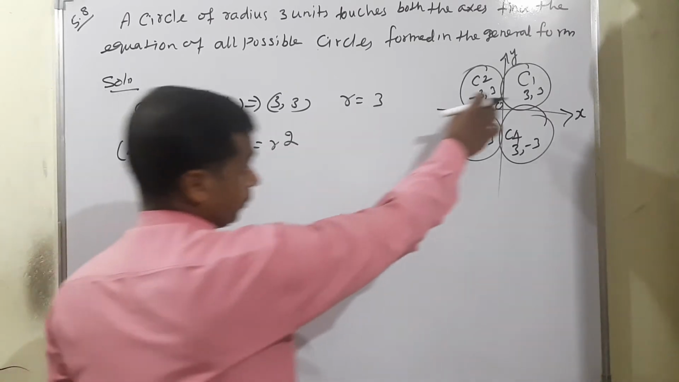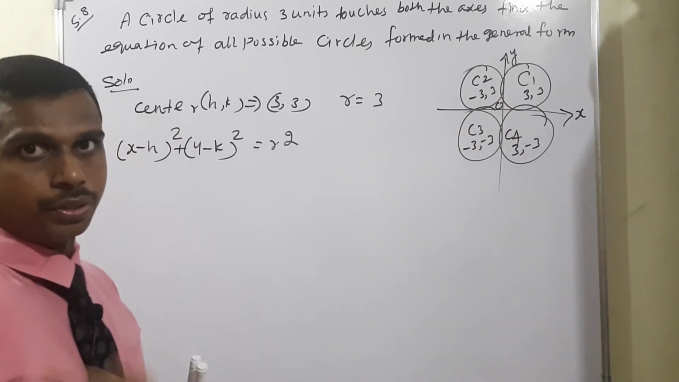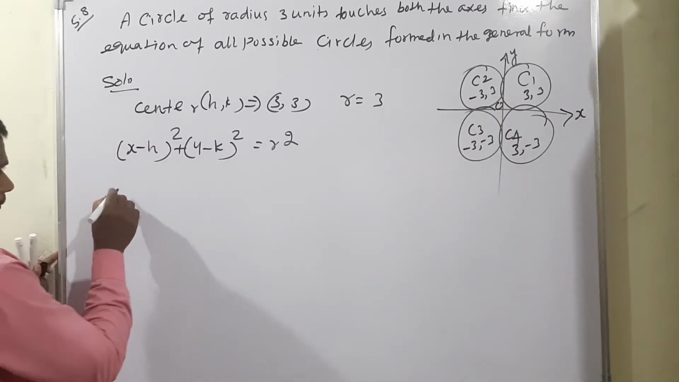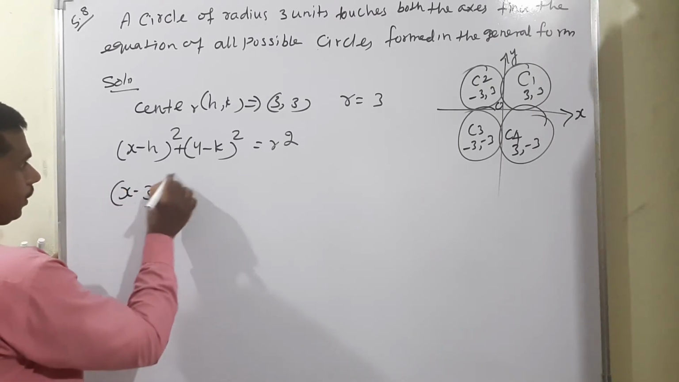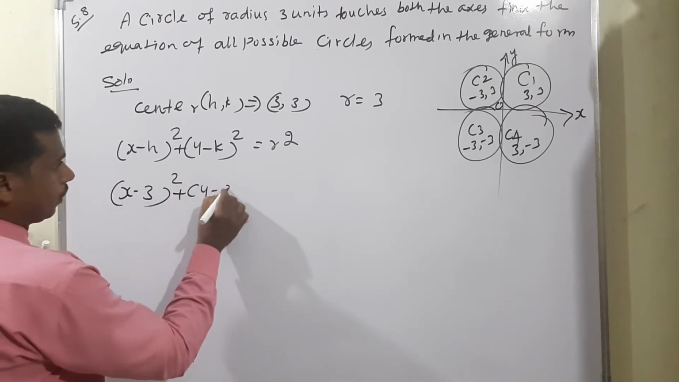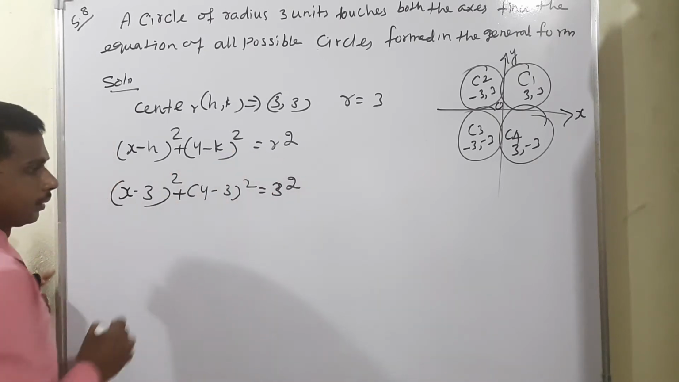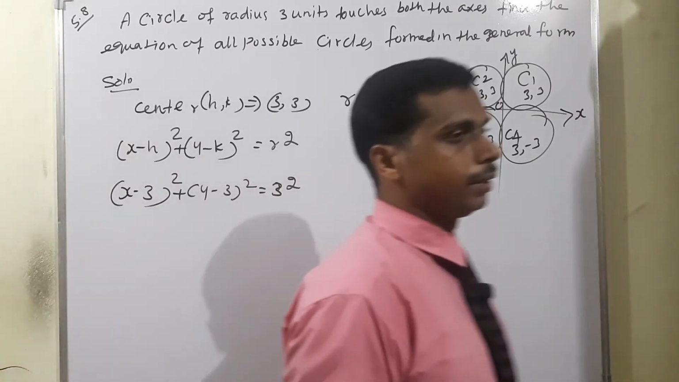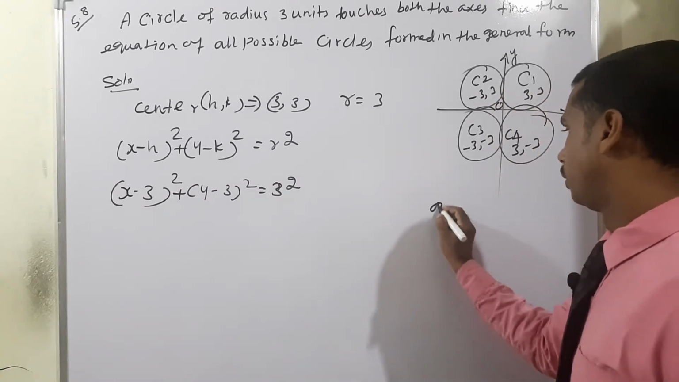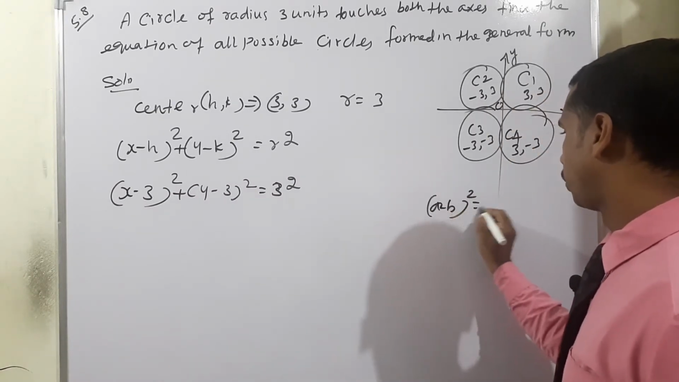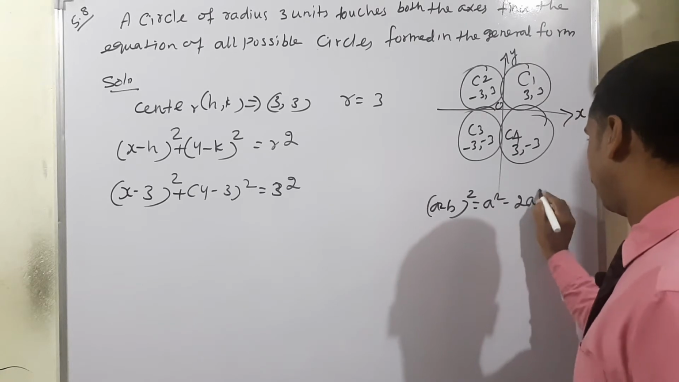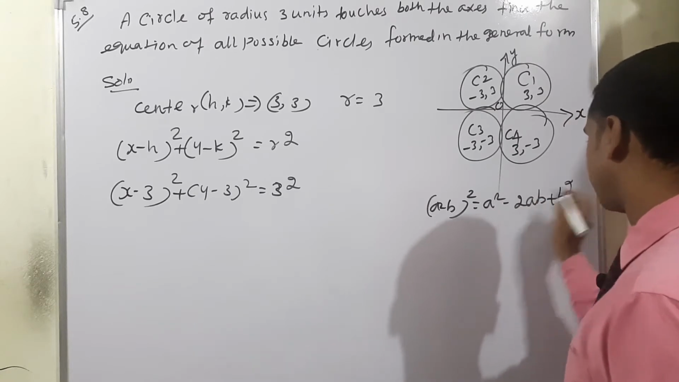I will take the first quadrant. First quadrant means x is positive, y is positive. So we can write x minus 3 the whole square plus y minus 3 the whole square is equal to r, which we can write as 3 square. What is the formula? a minus b the whole square is equal to a square minus 2ab plus b square.